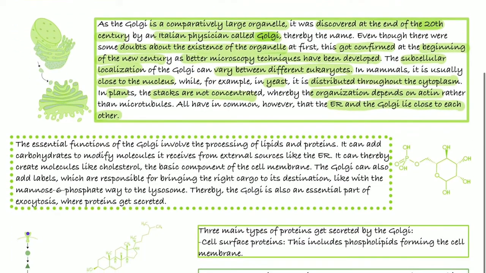Now, the essential functions of the Golgi involve the processing of lipids and also proteins. It can act, for example, on carbohydrates to modify molecules. It receives them from external sources like the ER, and thereby it can create molecules like cholesterol, which is the basic component of the cell membrane and therefore highly relevant. The Golgi can also add labels, which are responsible for bringing the right cargo to its destination. So for example, mannose 6-phosphate, which you see here. Thereby the Golgi is an essential part of exocytosis, where proteins get secreted.